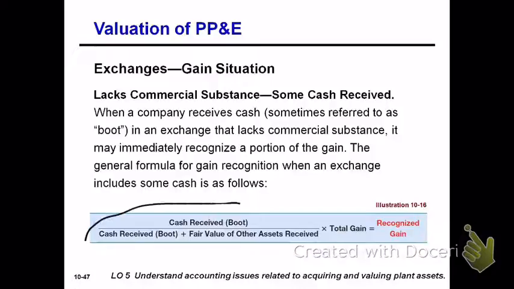So we have to do this calculation. The cash you receive divided by the cash plus the fair value of what you received tells you what percentage of the transaction is cash based. If it's more than 25%, you recognize all the gain. If it's less than 25%, you recognize that percentage of the gain.